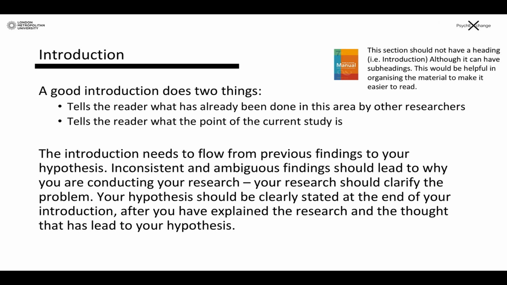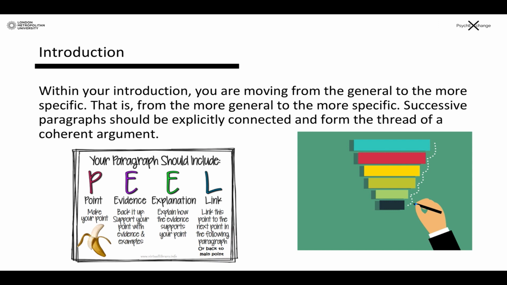So based on everything that you already know from previous research, what is it that you expect to find? The idea is that our research fills the gap of inconsistent and ambiguous research findings. Your research should aim to clarify these problems or fill these gaps. That being said, your aims and hypotheses should be clearly stated at the end of your introduction. When writing an introduction, you are moving from the general to more specific. So starting off really broad, so things like key definitions, to things that are really specific to your own study.